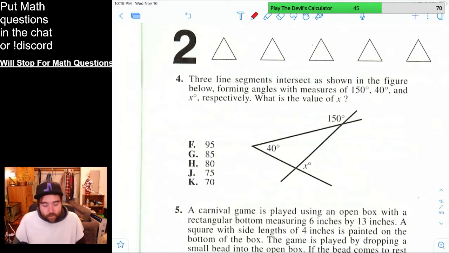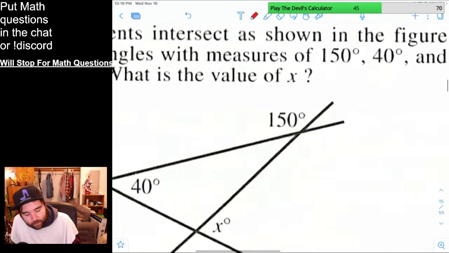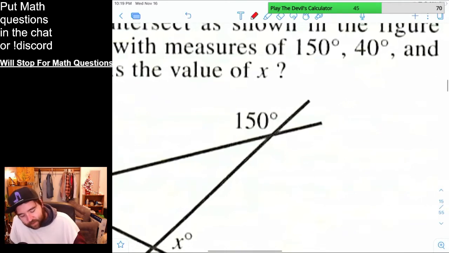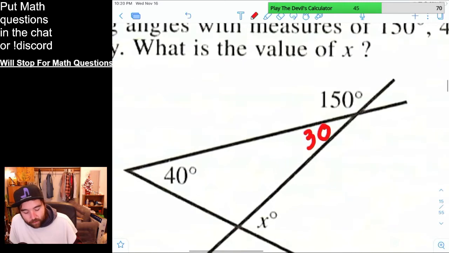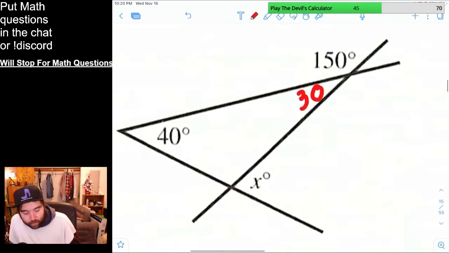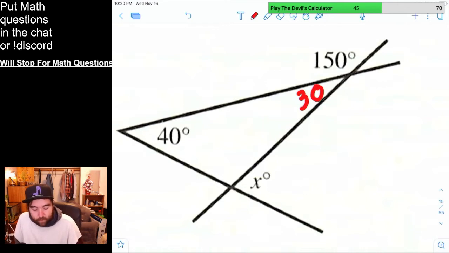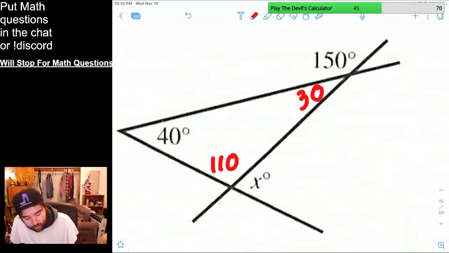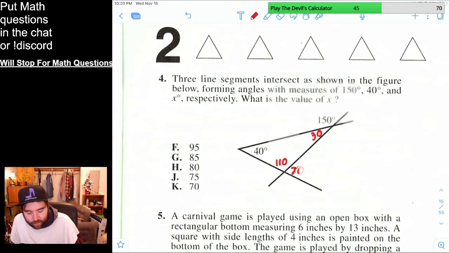3 line segments intersect as shown in the figure below, forming the angles 150, 40, and x respectively. What is the value of x? Okay, so just bit by bit. So this is a straight line. Straight lines have 180 degrees, so that's 30 degrees. And then the triangles also have 180 degrees. So 40 plus 30 is 70. So that means this is 110. And then again, straight lines have 180 degrees. So that means that x is 70.